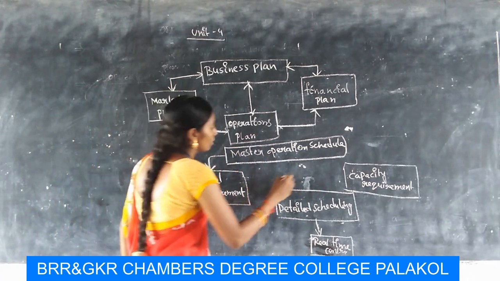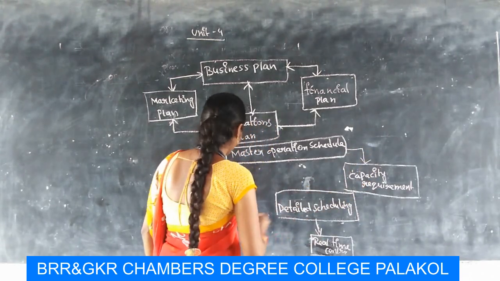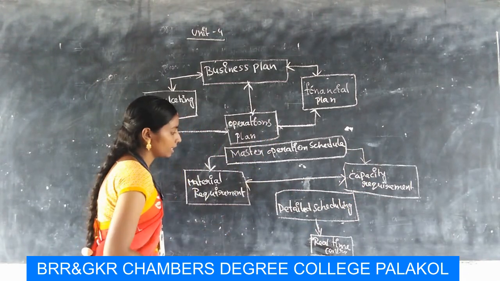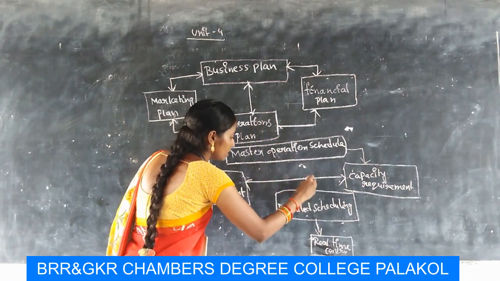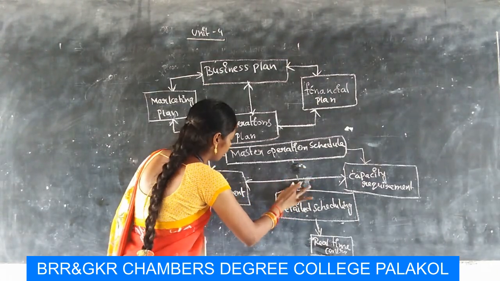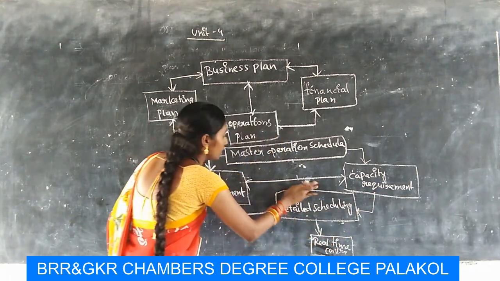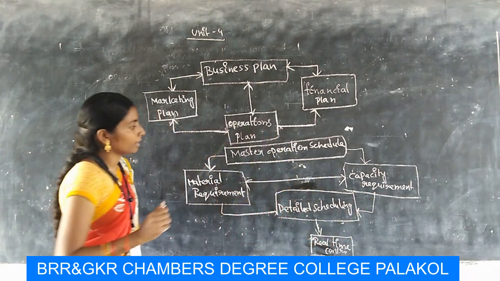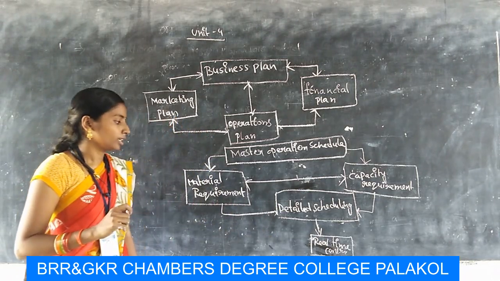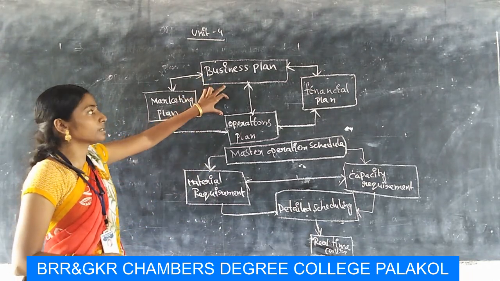So the master operation schedule consists of two elements, and they are capacity requirements and material requirements. Based upon this, the detailed schedule is prepared depending upon the material requirements and capacity requirements, and the schedule is to be controlled in real time.